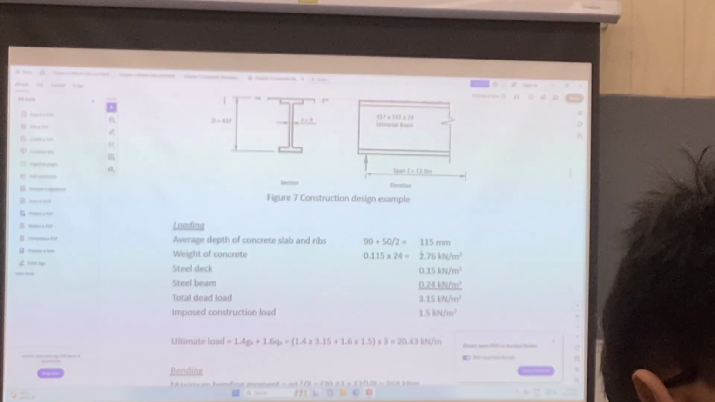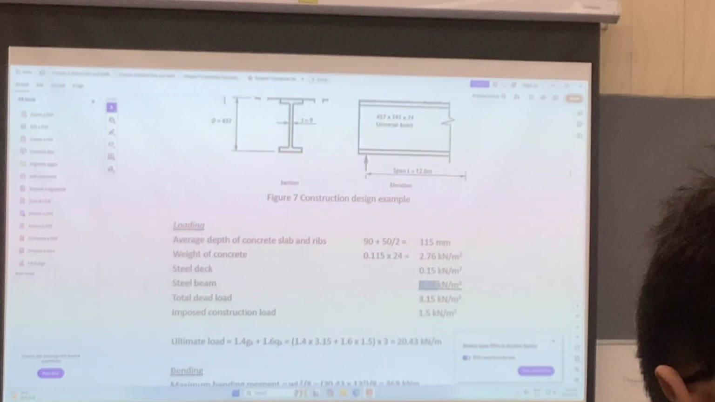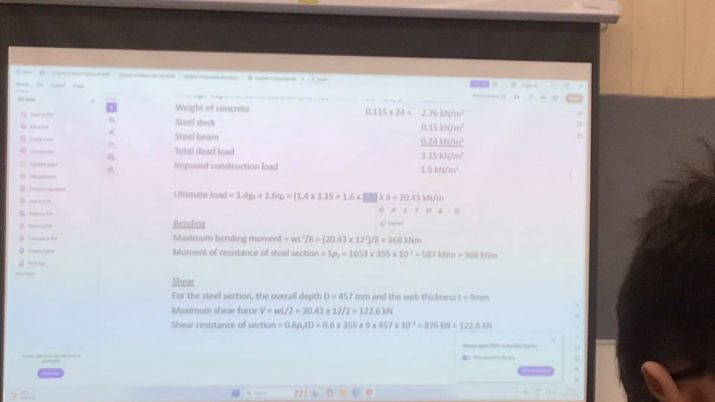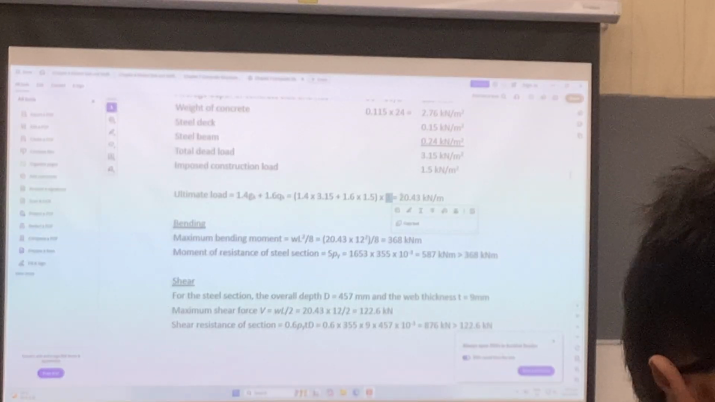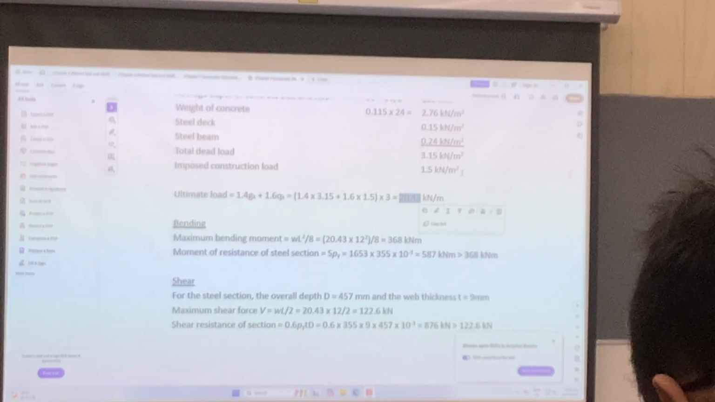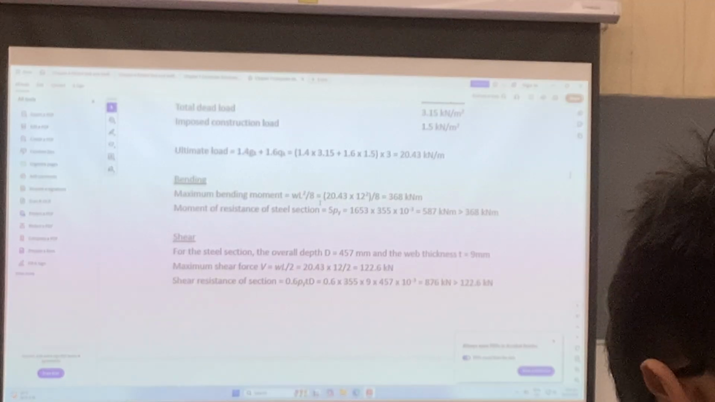And then if you add these, the concrete load, the deck load and the steel beam load, you will get the dead load is equal to 3.15. And then remember, you have the live load is equal to 1.5. So you have 1.4 times the dead load plus 1.6 times the live load. And then the width is equal to 3 meters. So you have 20.43 kN per meter. This is the loading, okay? Because the loaded width is 3 meters, so it adds up all the loading.